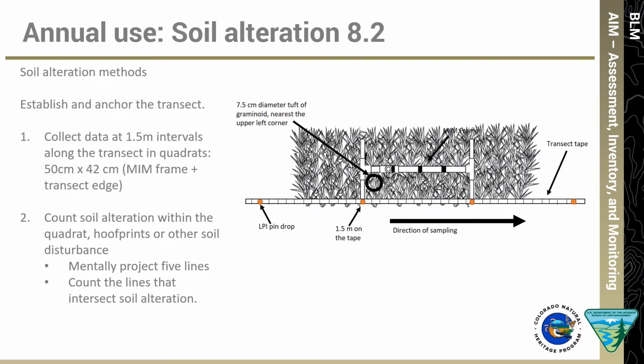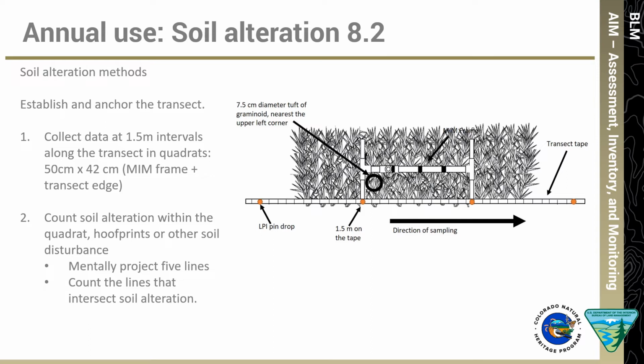The first point for data collection is at the 0 meter mark on the transect tape. At each designated mark, place the membrane along the transect on the opposite side of the tape from where you're standing. The long 50 centimeter edge should be parallel to the tape, and the short 42 centimeter edge should be perpendicular to the tape in line with the designated mark. The quadrat for soil alteration includes both halves of the membrane.